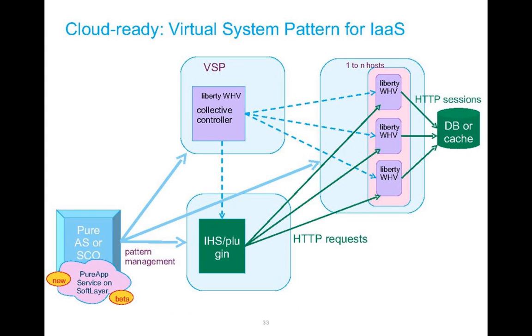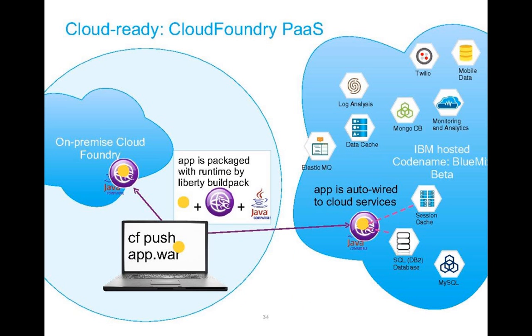Similarly, for PaaS, you have the Liberty. We have provided the Liberty build pack for Cloud Foundry, and also for our on-premise and for our Bluemix offering. IBM has a hosted Cloud Foundry based PaaS, which is called Bluemix. So we actually have support for Liberty in this particular offering. The Java runtime that we provide is Liberty.